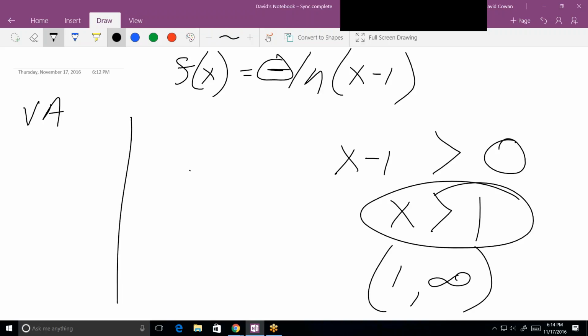And if you graph a natural log function, it looks like that. So you can see that the domain is 0 to infinity. The range is negative infinity to positive infinity.